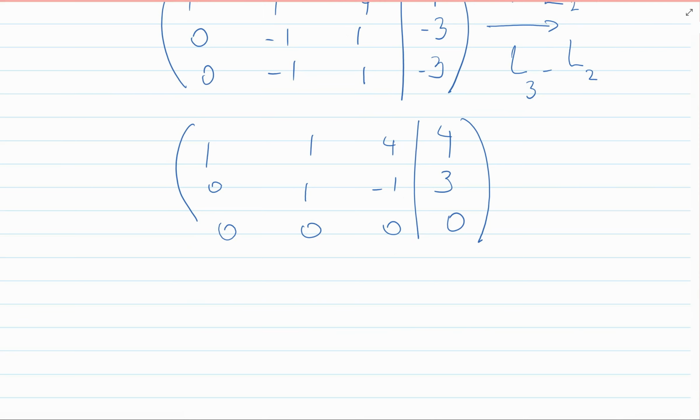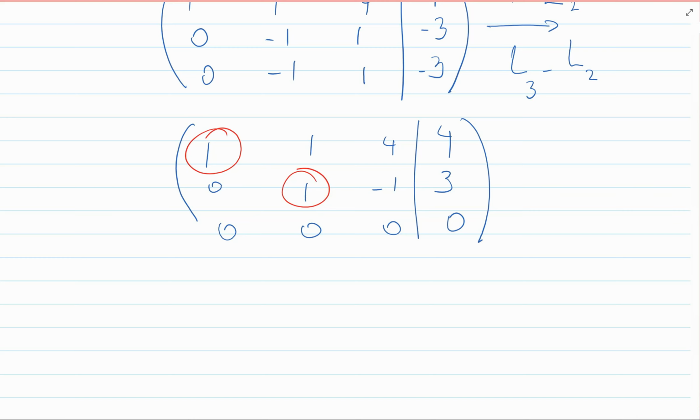As you can see, here are your leading terms, and under them you have zeros, and they are equal to 1. It doesn't have to be equal to 1. In some books, they don't need the leading term to be equal to 1, but that's fine. So in this case, we're done with the echelon form.